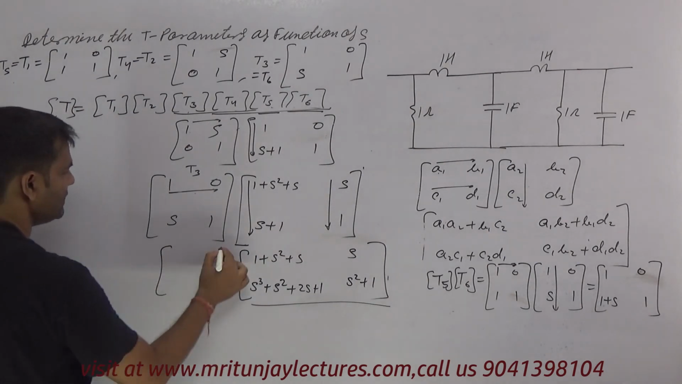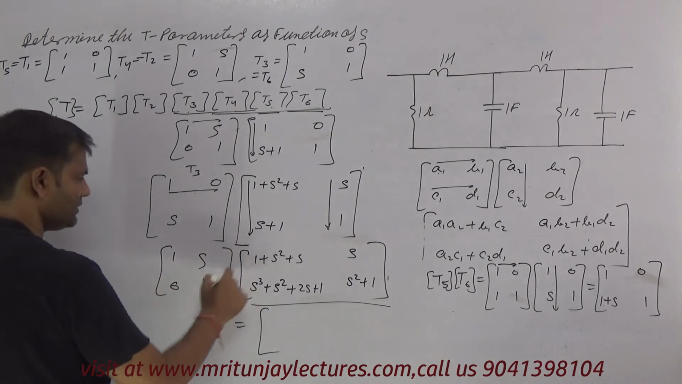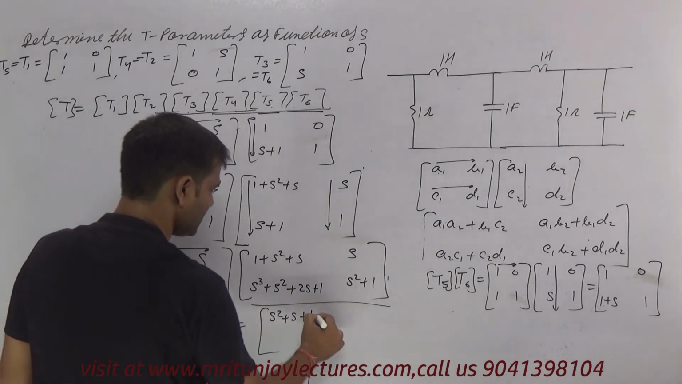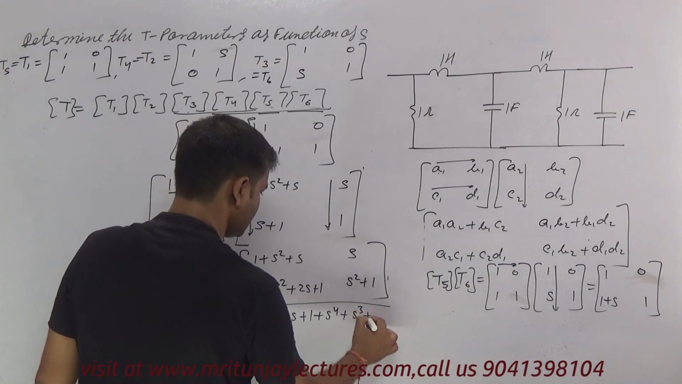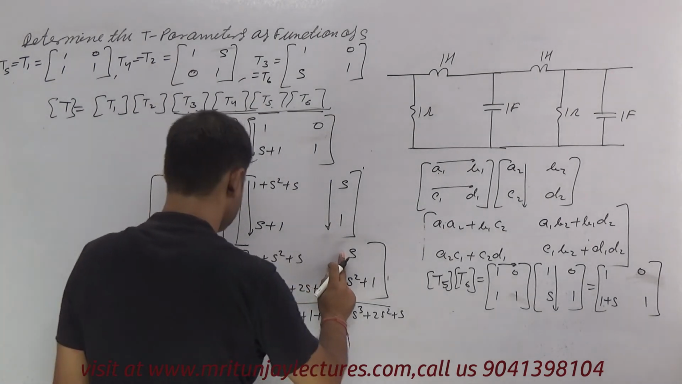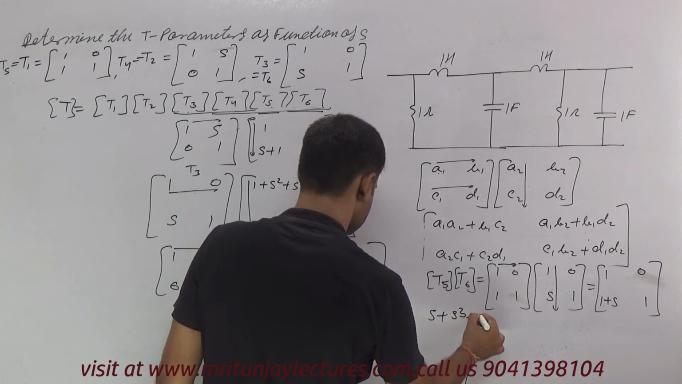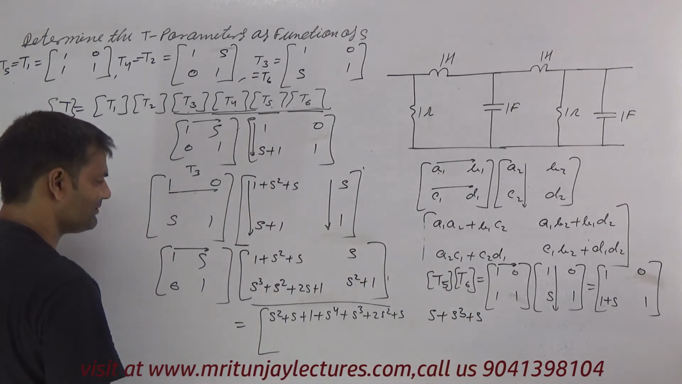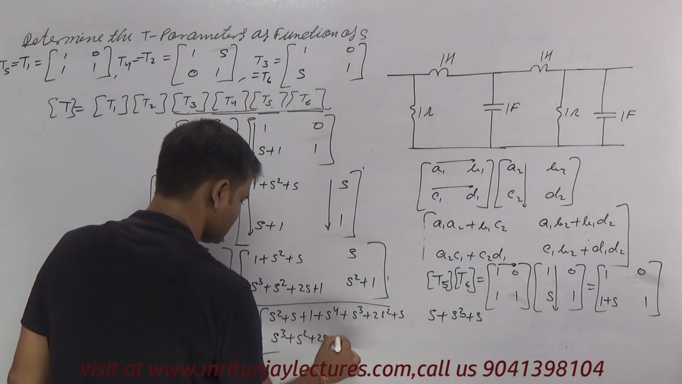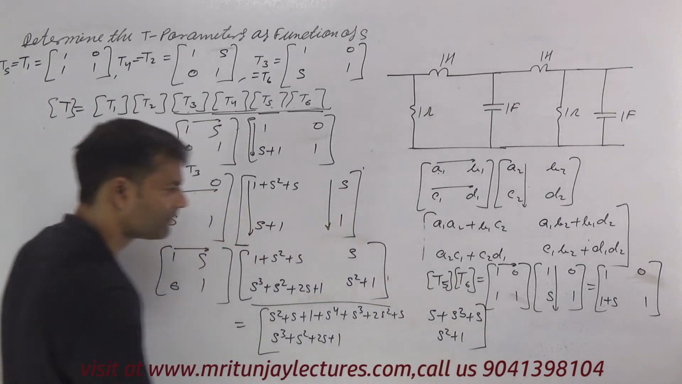Now what about T2? T2 is 1, S, 0, 1. If multiplied here, we get 1 into S square, S plus 1, and here plus S to the power 4 plus S cube plus 2S square plus S. Now this one multiplied here, 1 into S plus S cube plus S. And here 0, and that is S cube, S square plus 2S plus 1, and this one 0, and this one S square plus 1.